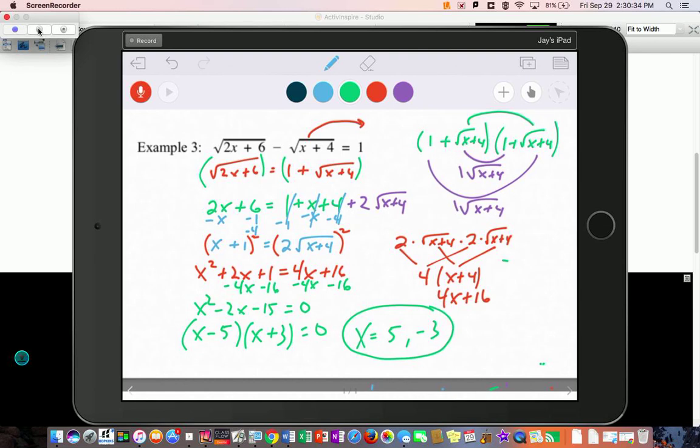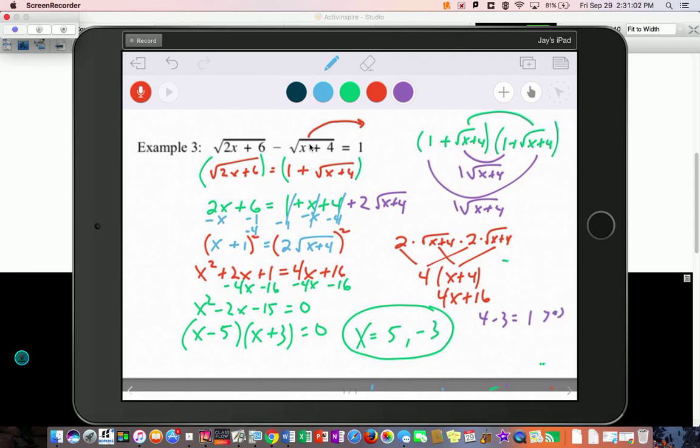And of course, we should plug them back in. So when you plug in the 5, I'll just walk you through it. That's 10 plus 6. So the square root of 16 is 4. So remember, we're doing 5. And 5 plus 4 is 9. So the square root of 9 is 3. So I end up with 4 minus 3. And that does equal 1.